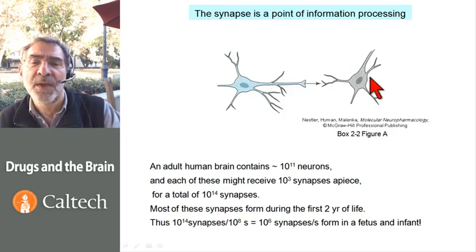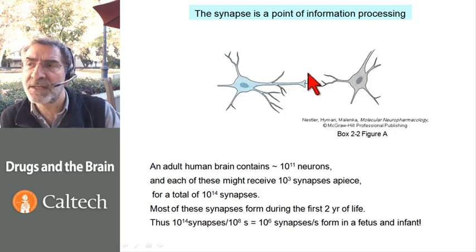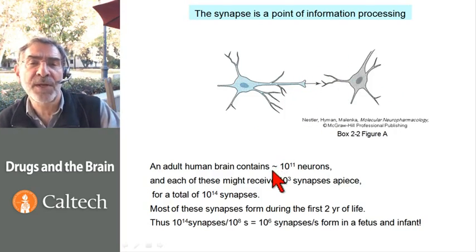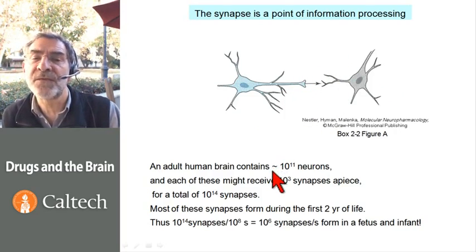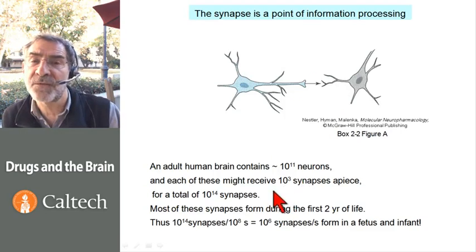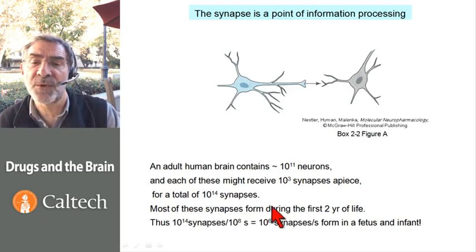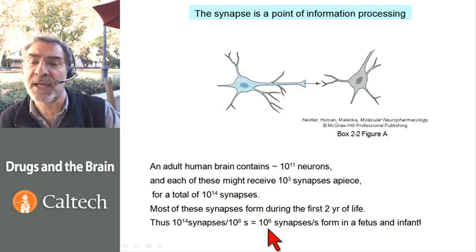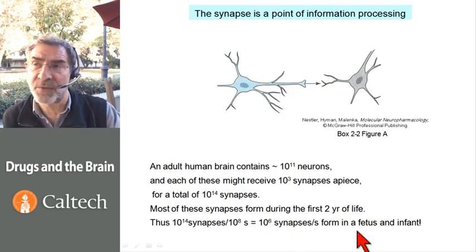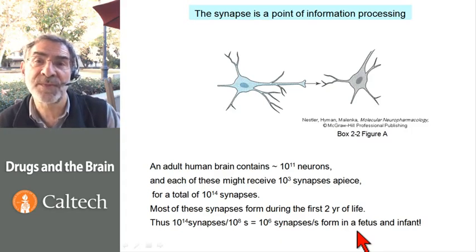I'll remind you that a human brain contains about 10 to the 11th neurons, and each of these might receive about 1,000 synapses apiece for a total of 10 to the 14th synapses in the brain. Most of these synapses form during the first 2 years of life. Thus, we have about 1 million synapses forming in a fetus and infant. This is a very difficult problem, which most mammals solve in developmental neurobiology.